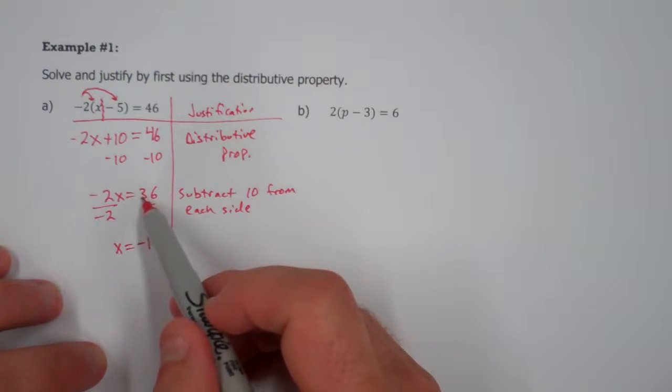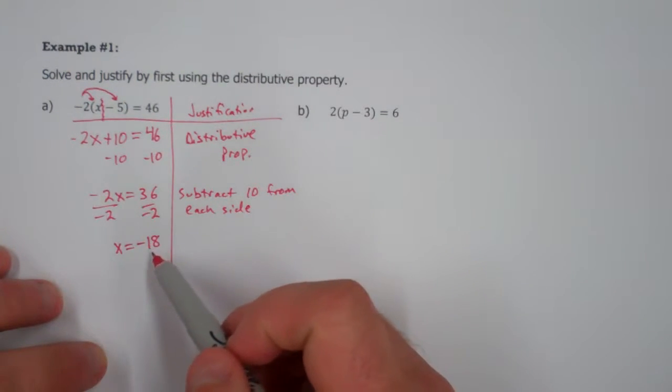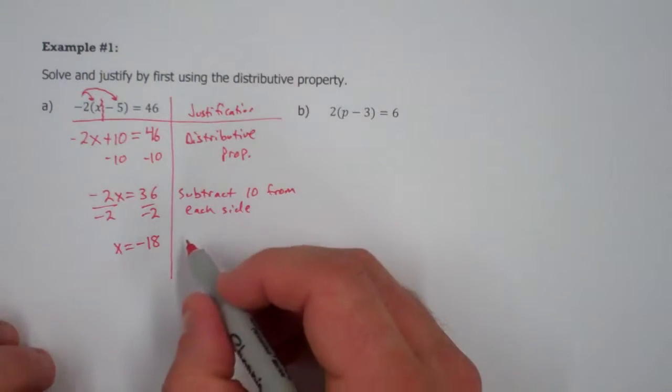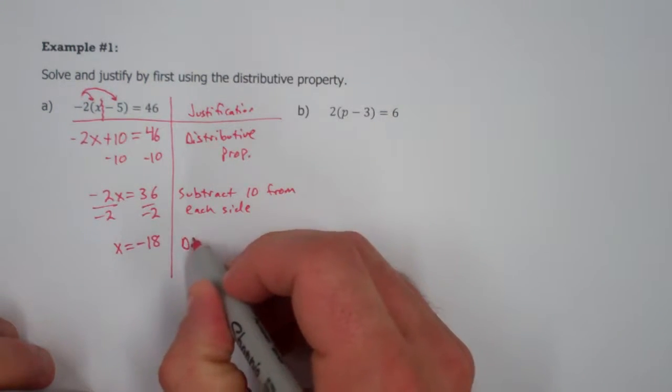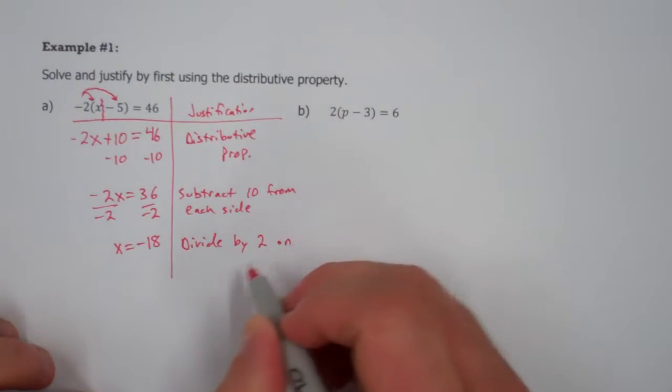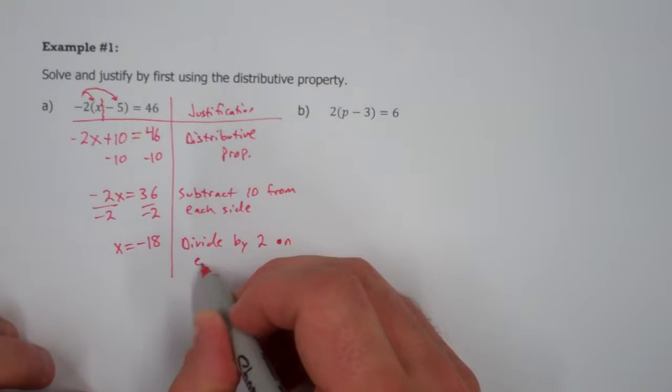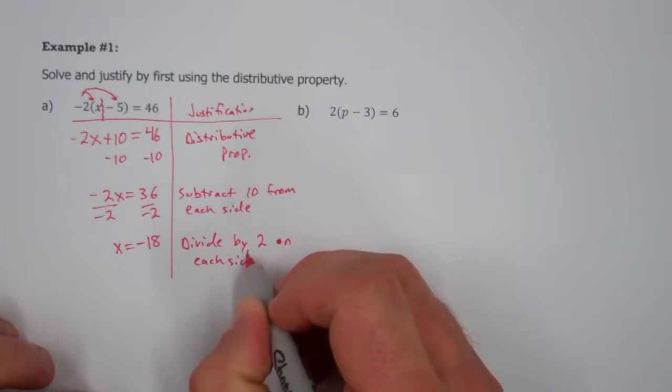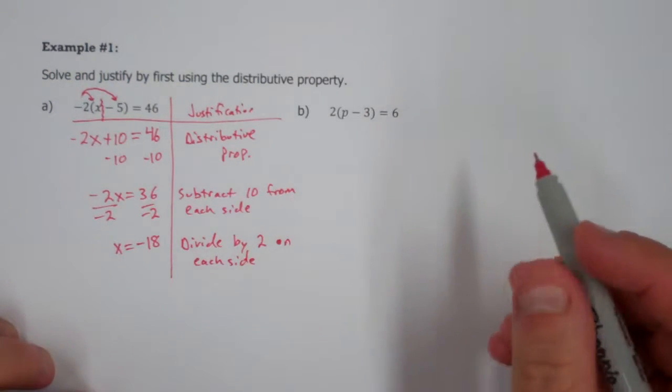Remember, this 36 is positive. When we take a positive divided by a negative, we get a negative. What we did to each side was divide by 2. And we'll just say on each side. This is also the division property of equality.